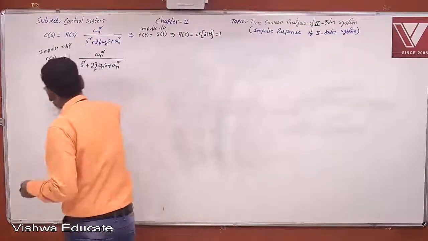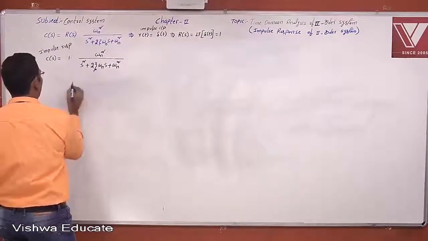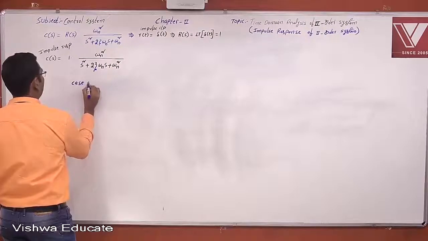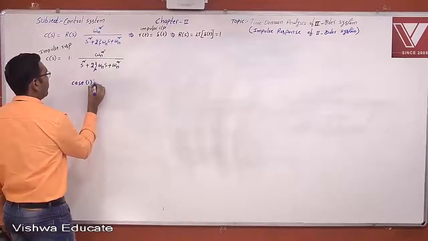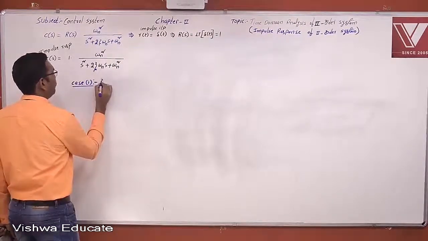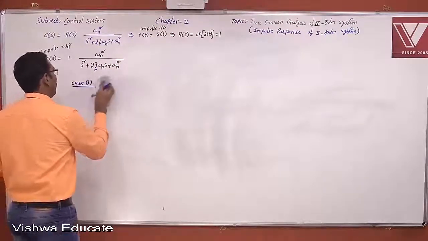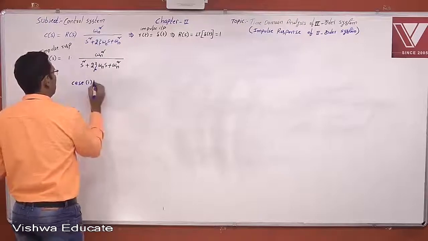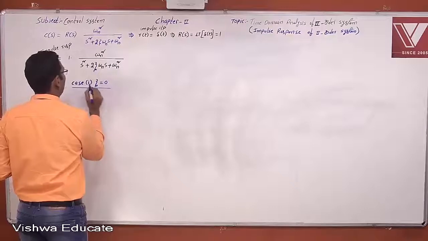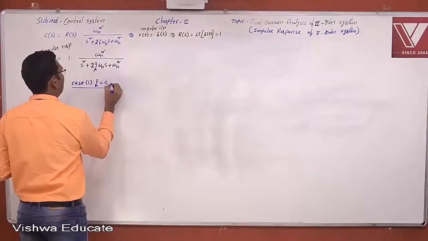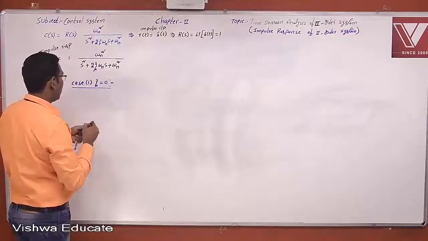Now we'll start with case 1. This is in frequency domain, I want it in time domain. Therefore, this is case 1. What is case 1? Case 1 is when the damping factor zeta is equal to 0. When damping factor zeta is equal to 0, what happens? What is the impulse response?